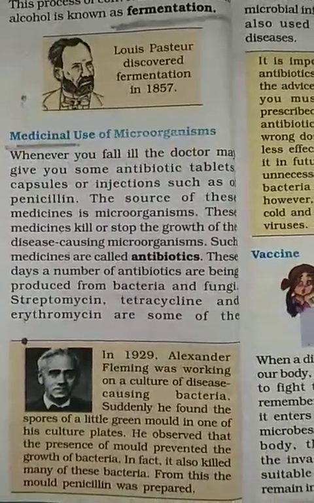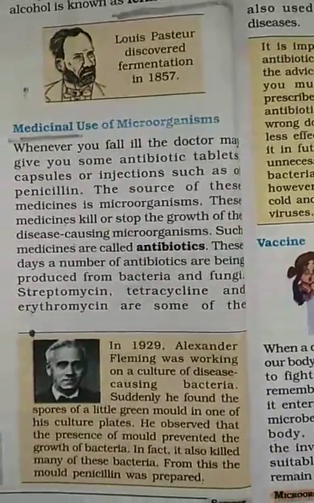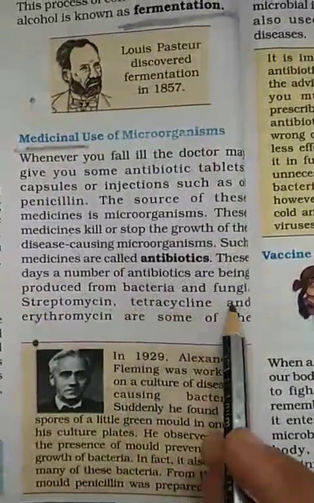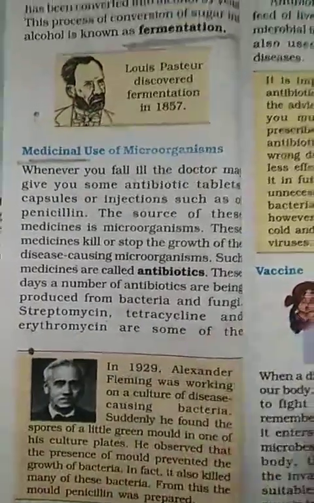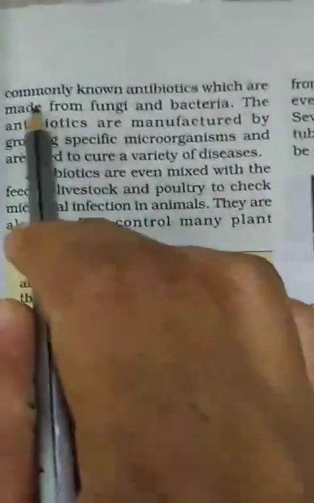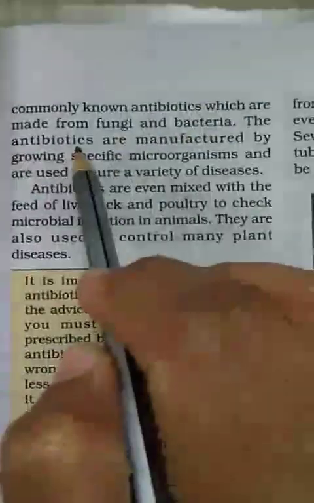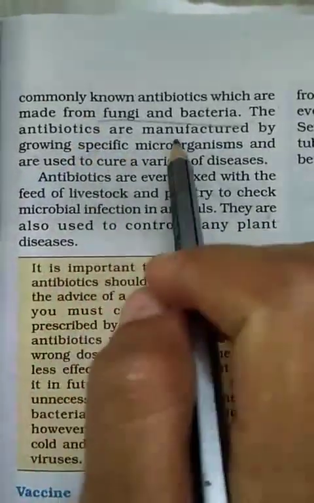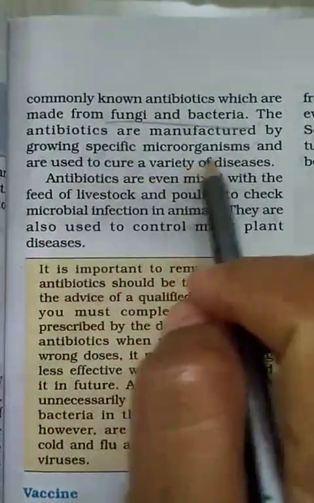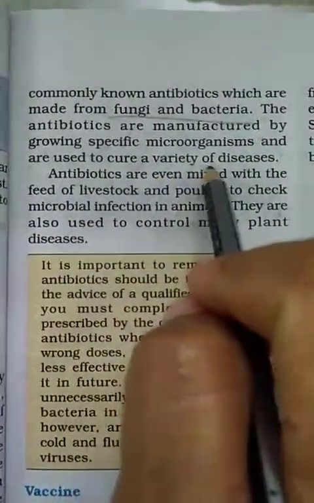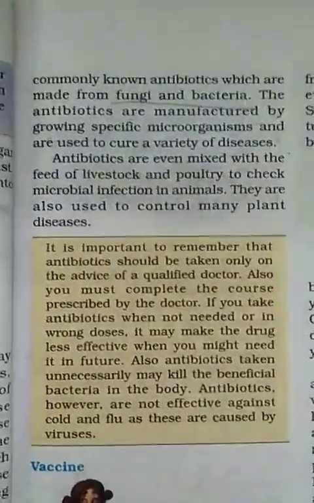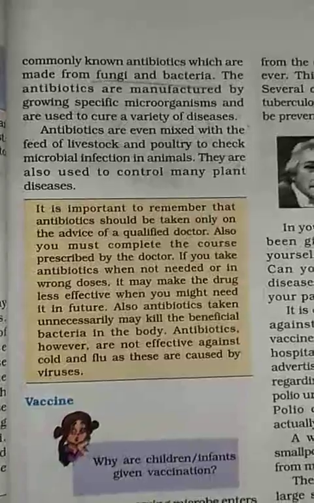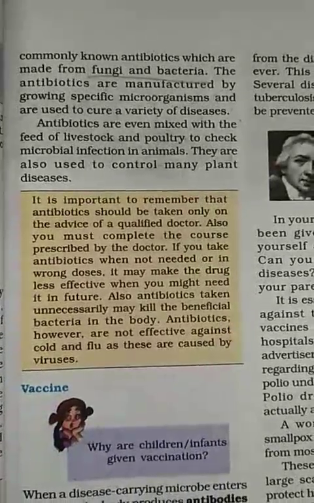These days, a number of antibiotics are produced from bacteria and fungi. Streptomycin, tetracycline and erythromycin are some of the commonly known antibiotics which are made from fungi and bacteria. These are manufactured by growing specific microorganisms and are used to cure a variety of diseases. Antibiotics are even mixed with livestock and poultry feed to check microbial infection in animals.